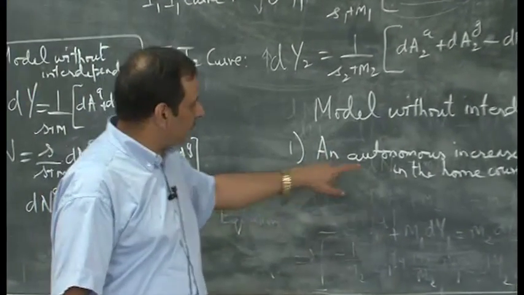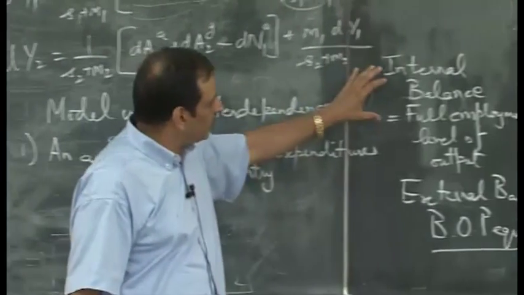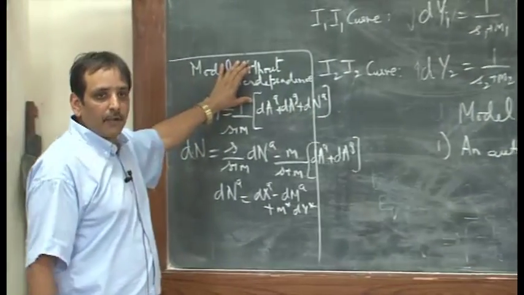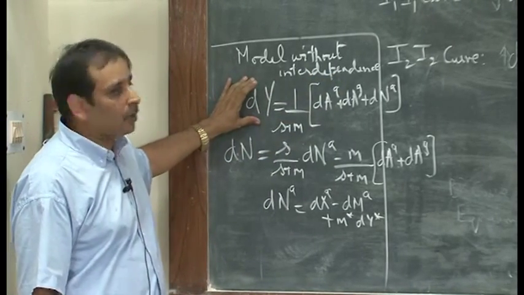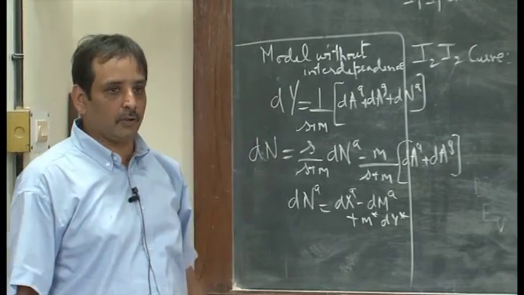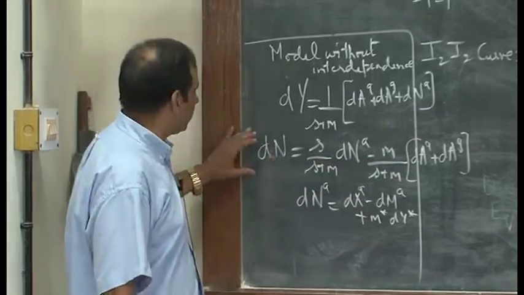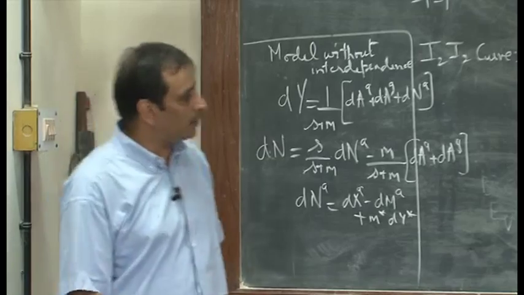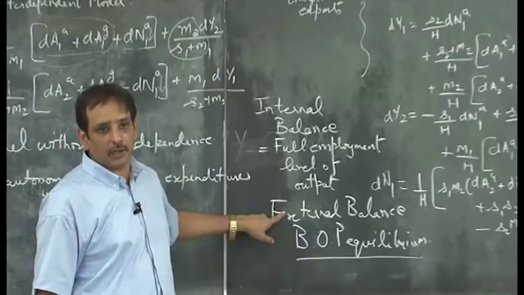Now see what happens if there is an autonomous increase in expenditures in the home country. How does it impact the internal and the external balance? Given a model without interdependence, you already know that if the expenditures go up, the incomes go up. So your internal balance gets affected. You see an inflation in the economy. But then the increase in expenditures also tends to deteriorate your current account balance. So you see a deficit in the balance of payment. So you are out of internal balance, you are out of external balance.